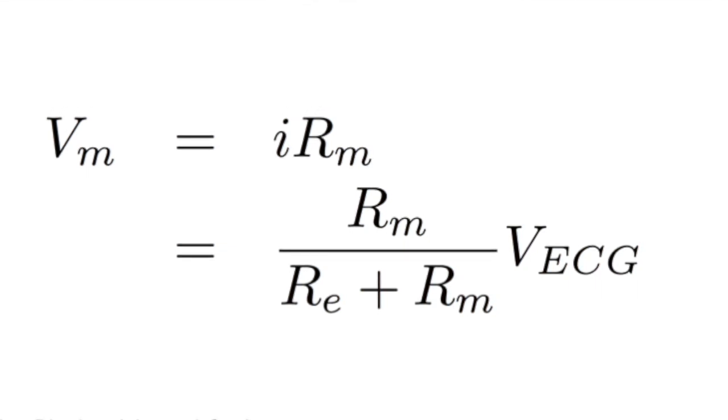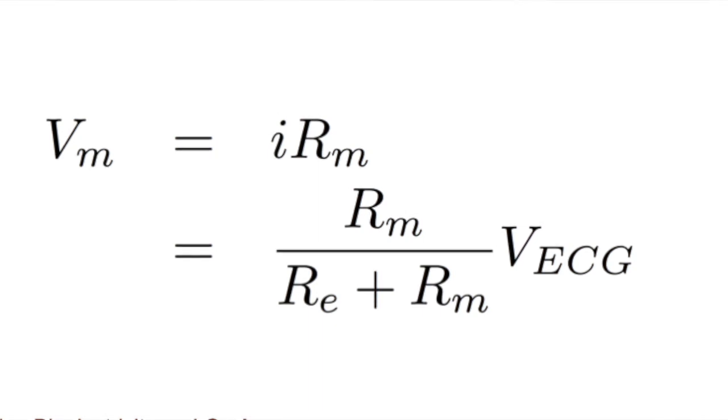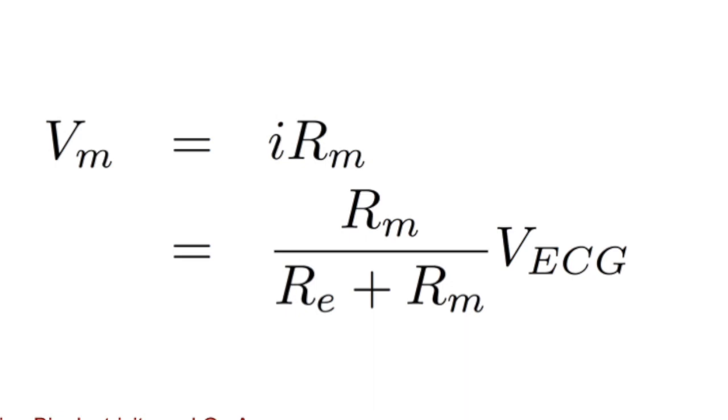Now, in a perfect world, you would say, well, I want my measurement to be the same as VECG, and I don't want to distort it by this ratio of resistors here. And to top it all off, I don't even know the value of RE. I can't tell you what RE is. There's no way to predict that even. So I have a complex situation here. And I have to figure out what the effect of that combination of electrodes would be.